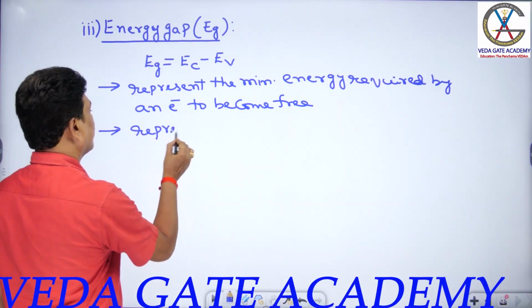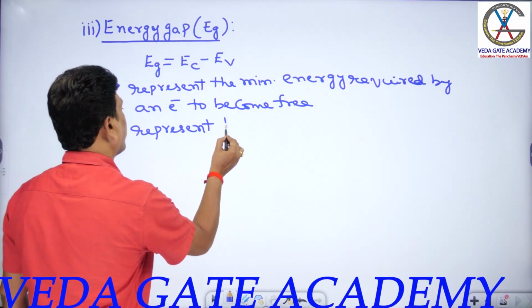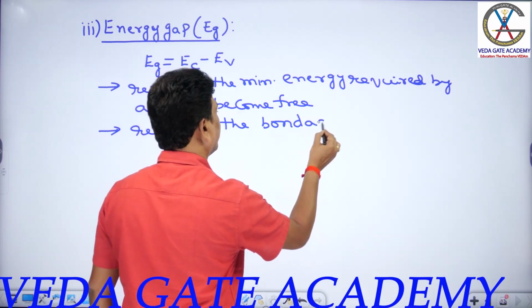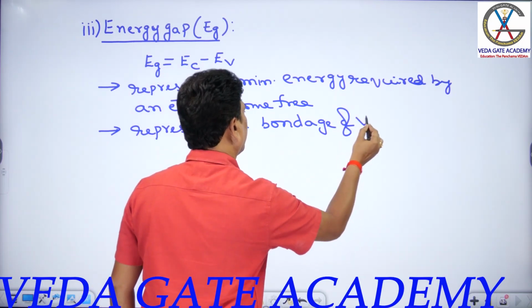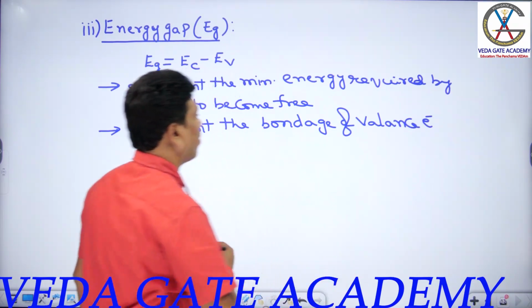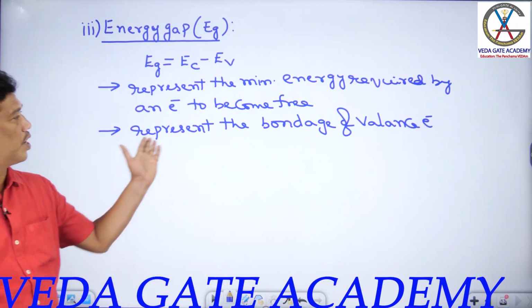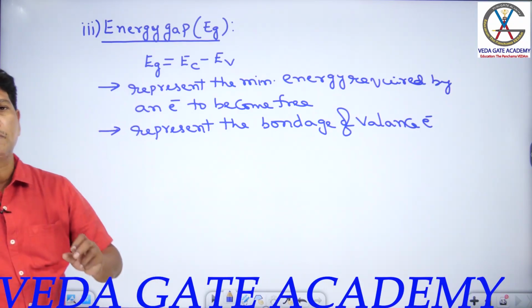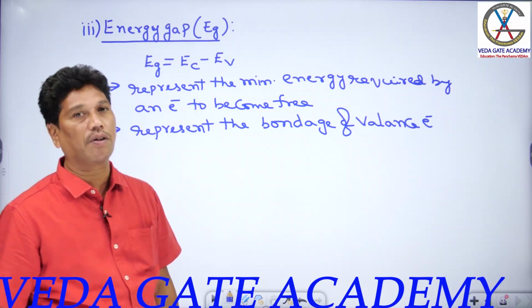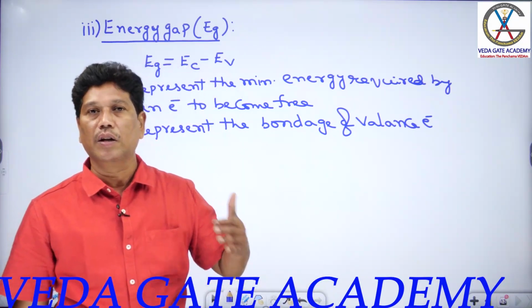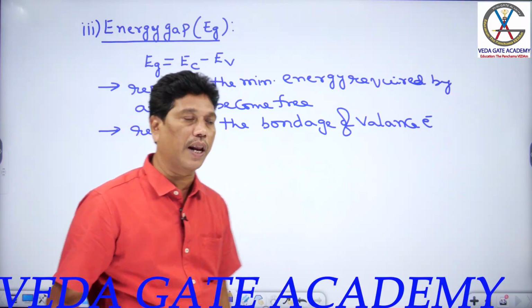It represents the bondage of the valence electron, you can call it that. So that's the importance of the energy gap. And remember, this energy gap should be expressed in terms of the unit electron volt. The original energy unit is joules, but commonly here it is expressed in electron volt.